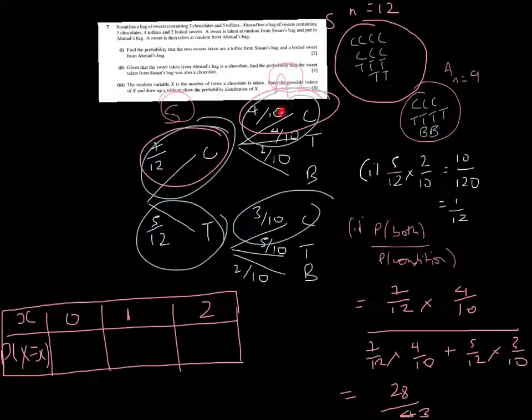So 7/12 times 4/10. So straight away you could just add that onto your table, and you can leave them as fractions. So you can leave it as 28 all over 120. Or I guess it would be better to simplify that down. I'm going to start by just doing the whole fractions, and then we can simplify the fractions afterwards. So that's 28 over 120.